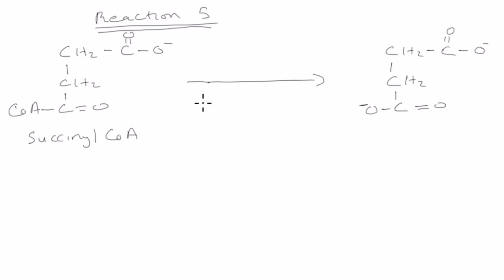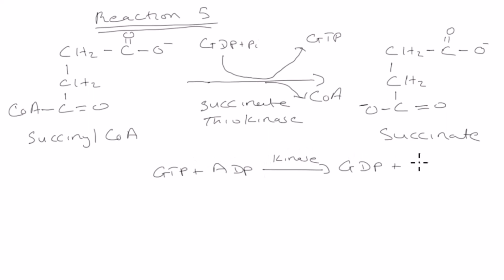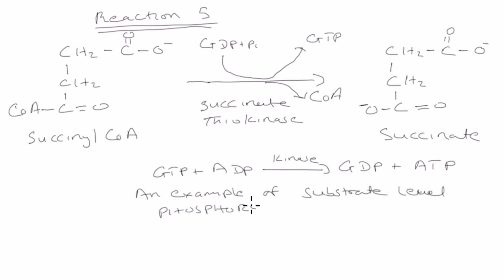The next reaction is cleavage of the high-energy thioester bond of succinyl-CoA by succinate thiokinase, also called succinyl-CoA synthetase, which yields succinate. This reaction is coupled to phosphorylation of guanosine diphosphate, GDP, to guanosine triphosphate, GTP. GTP and ATP are energetically interconvertible by the nucleoside diphosphate kinase reaction, GTP plus ADP yielding GDP and ATP. This reaction is an example of substrate-level phosphorylation.